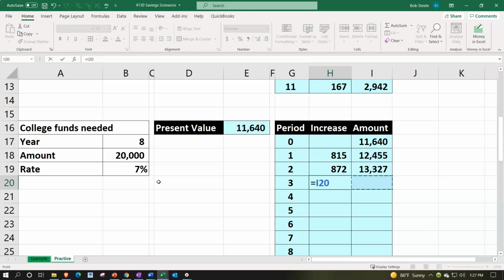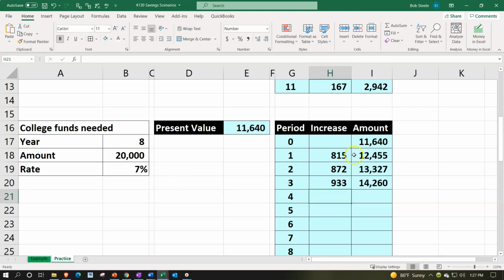Then we're going to do it one more time, the 13,327 times the 7%. If we were to copy that down, we need an absolute reference, F4 on the keyboard, $ before the B19. This is going to be equal to the prior amount, 13,327 plus the 933, giving us 14,260.